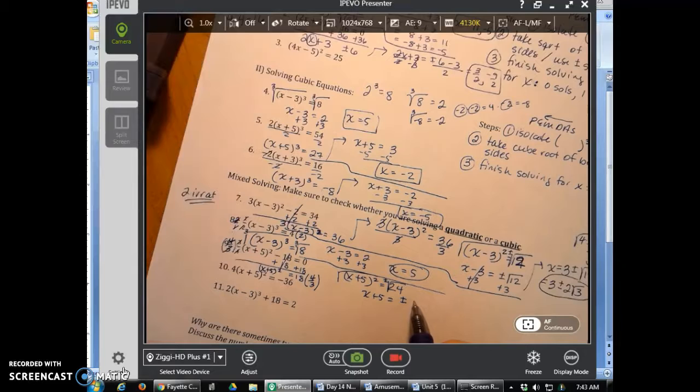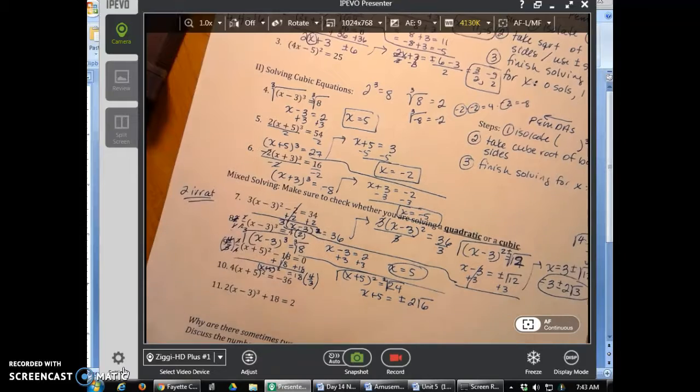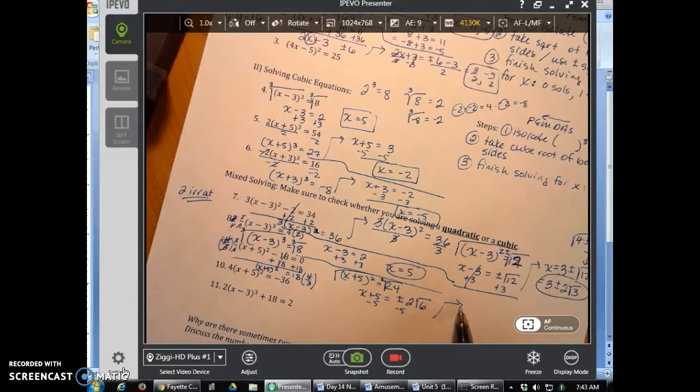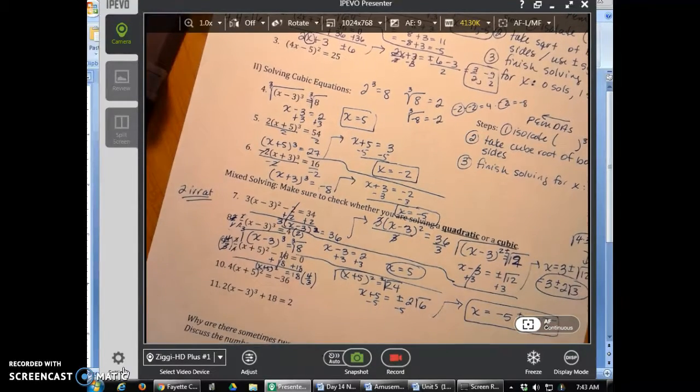And the square root of 24 can be simplified because 4 is a perfect square. So the square root of 4 is 2. So it would have been 4 times 6, but then I can take the square root of 4, simplifies to the 2. Then I subtract 5, subtract 5. I'm going to write my answer like this. X is equal to negative 5 plus and minus 2 square root of 6. So again, I'm getting two irrational solutions here.